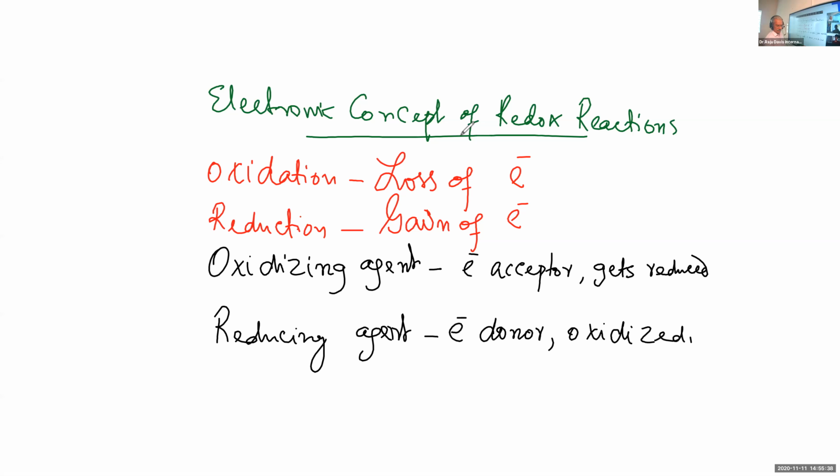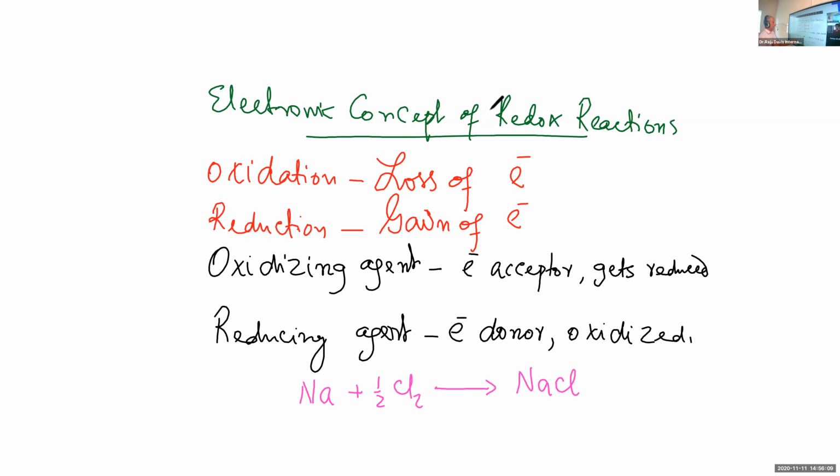Now let us see some examples for this. You take the reaction between metallic sodium and chlorine. Say sodium reacts with chlorine giving sodium chloride, NaCl. Sodium plus chlorine giving sodium chloride.